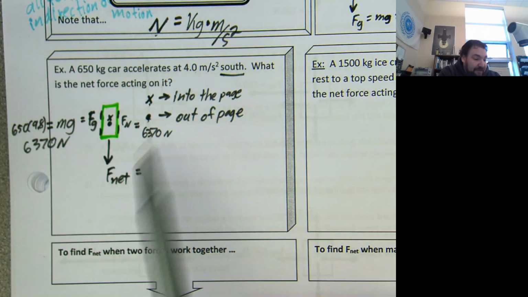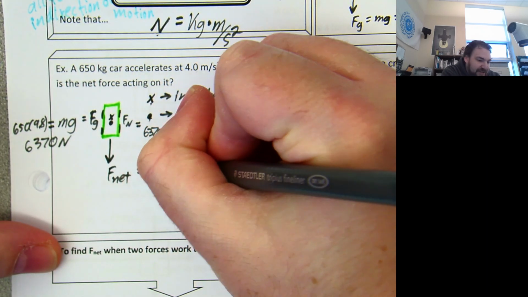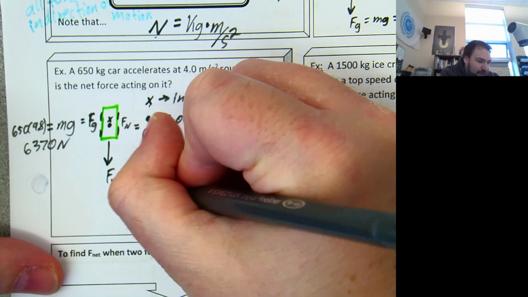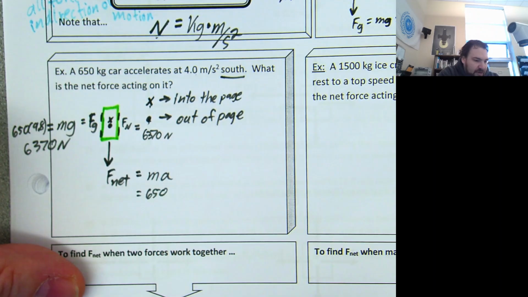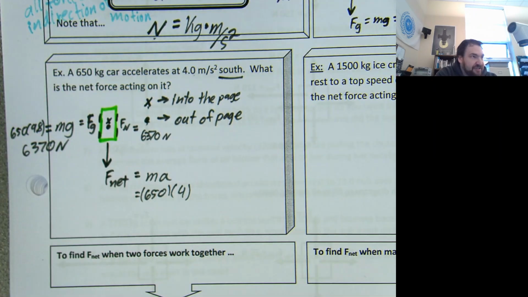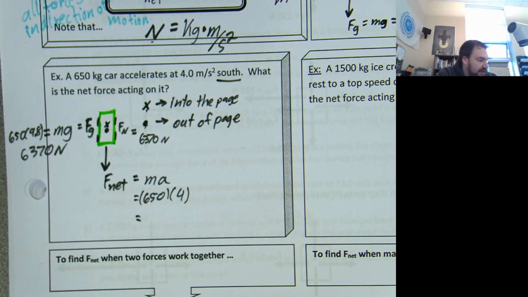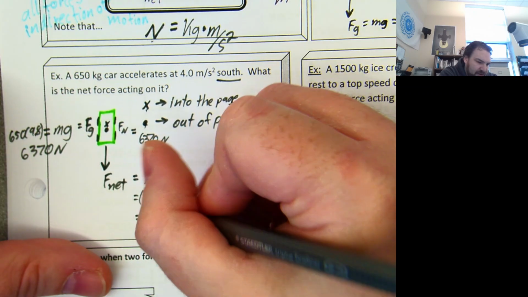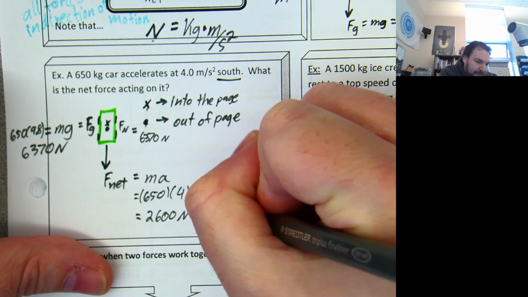We know the formula for F net. F net is equal to the mass of the object times its acceleration, and we know the mass and the acceleration. So you're going to have 650 as your mass times 4, the acceleration of the car. So F net, I'll give you the value, is 2,600 newtons south.